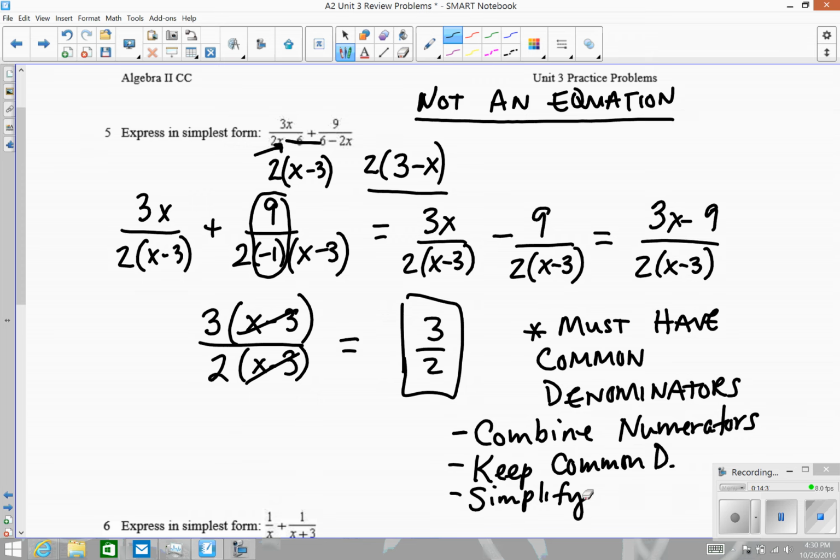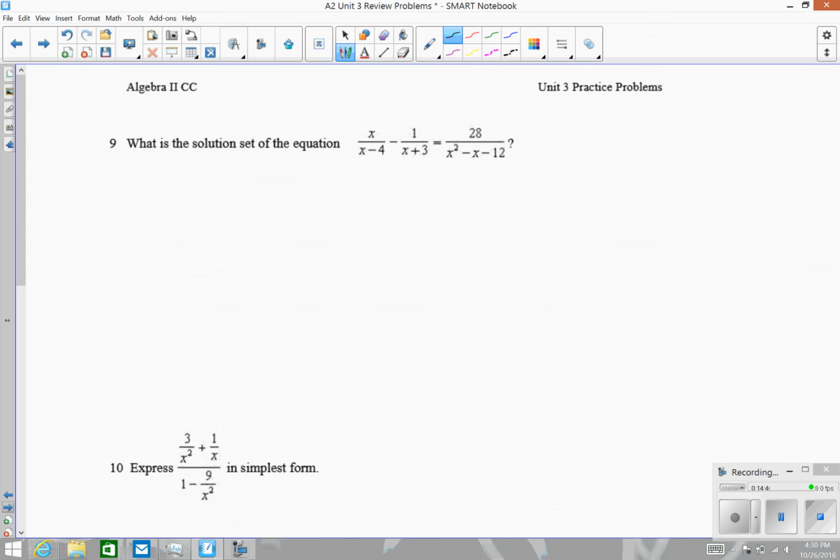We're going to go now to problem number 9. Problem number 9 is different from the one we just did in that problem number 9 is an equation. So we are going to be able to simplify this a little bit. We have an equation, which means we can use our properties of equality, and we are going to use that multiplication property of equality. Which allows us to multiply every term by the same amount and find our solution.